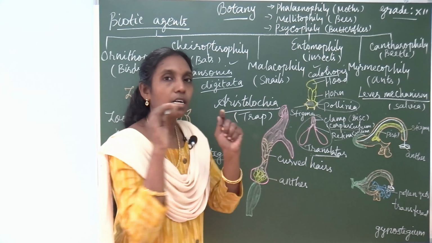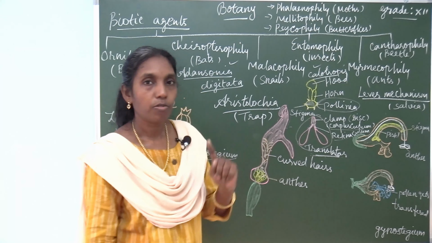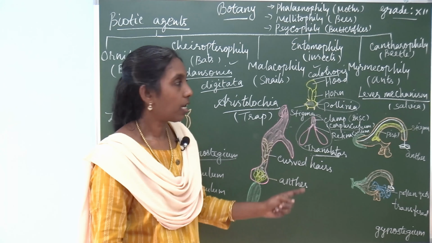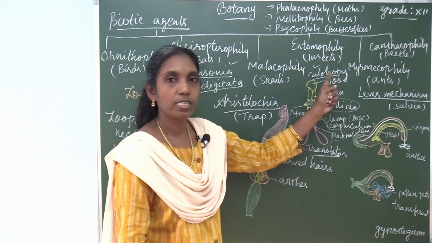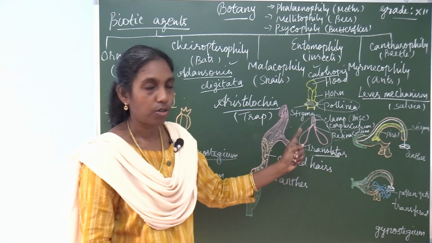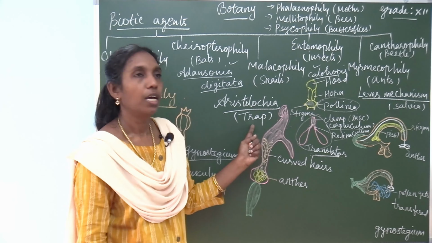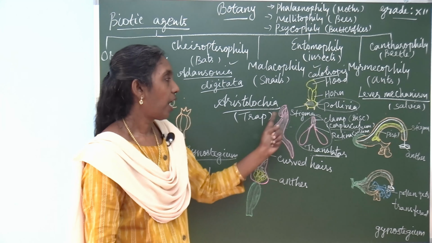So, today you learned 3 different mechanisms. Number 1, lever mechanism. What is the example? Lever mechanism is observed in Salvia flower. This is the flower Salvia. And the second one, translator mechanism, which is observed in Calotropis, a very common flower. Then the third mechanism, trap mechanism, which is observed in Aristolochia.